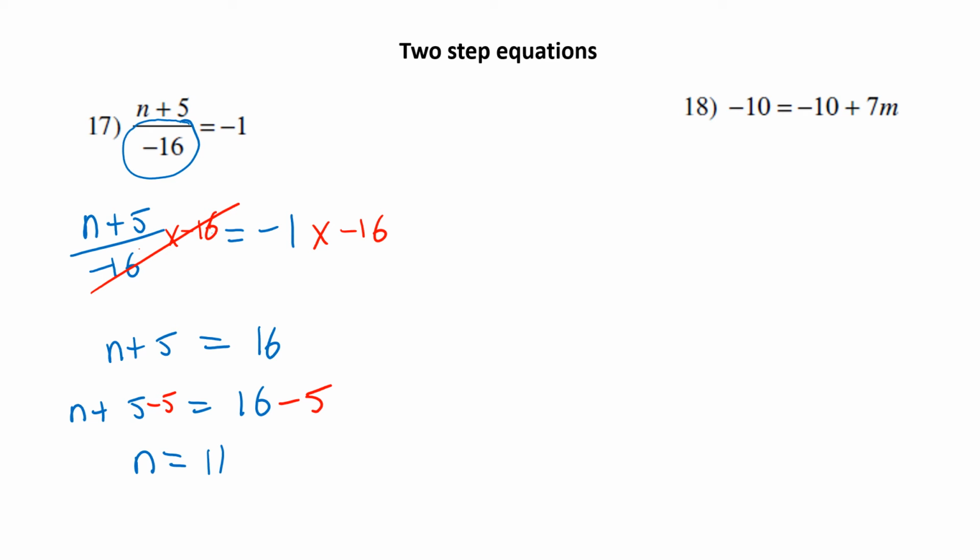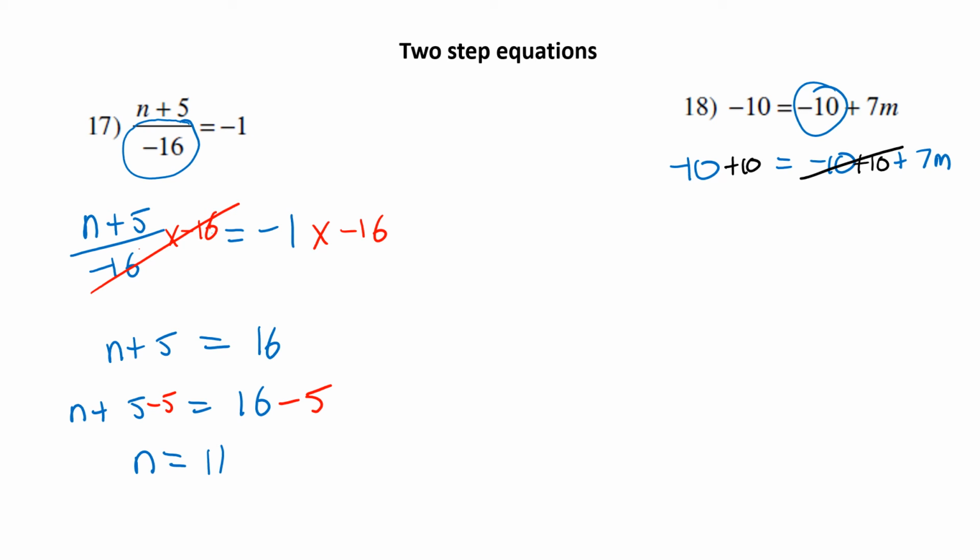So let's look at this question here. This is question 18. In this case, I need to remove this one first, so that's my first step. I'm going to be adding 10 to both sides. So let's write minus 10 equals minus 10 plus 7m. We've said that the inverse operation to minus 10 is plus 10, so I'll do that to both sides.